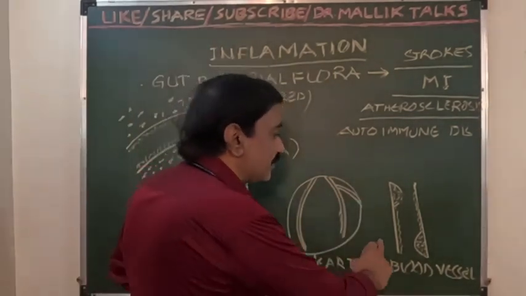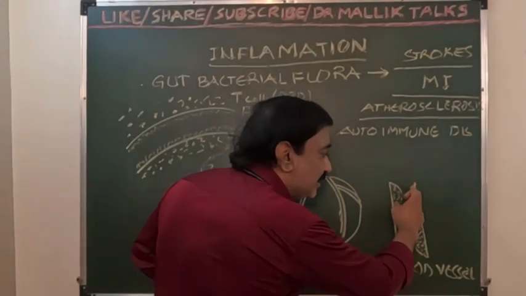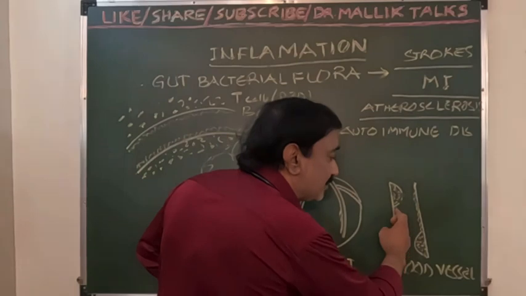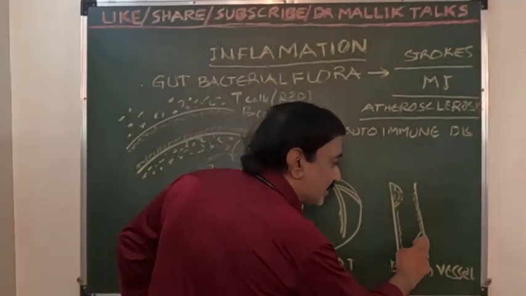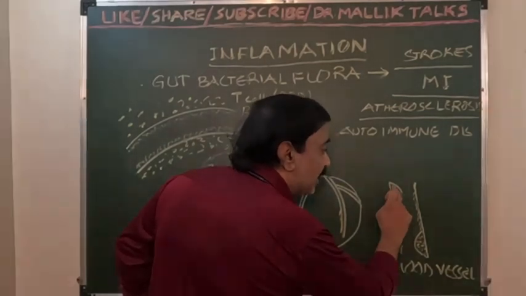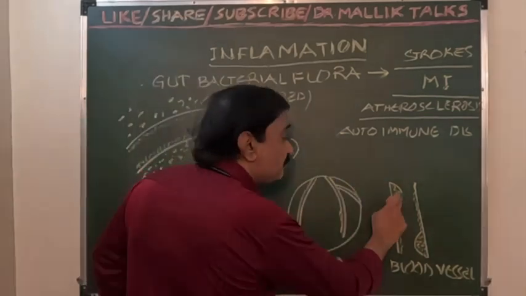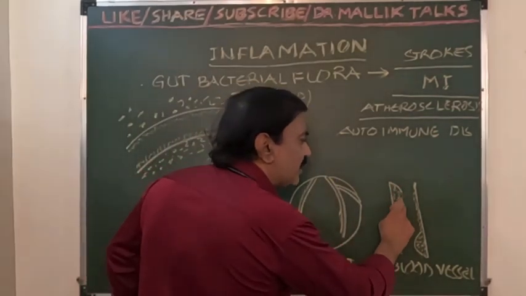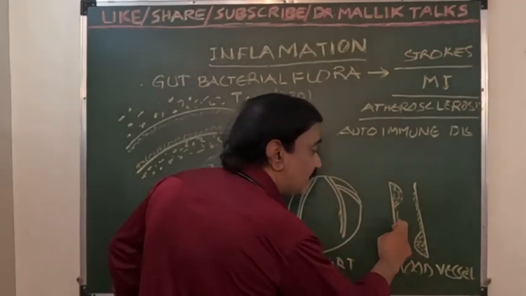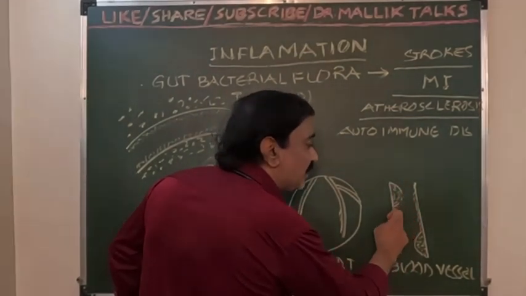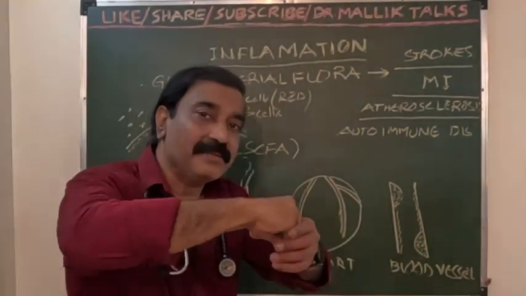What is the inflammation process? Here is the blood vessel. In the blood vessel, there is an inner lining called the endothelium. This endothelium gets damaged. And here cholesterol, triglycerides, T cells, B cells, etc. So many cells get accumulated. Once the endothelium is damaged, it forms a plaque. So there are plaques inside the blood vessels.